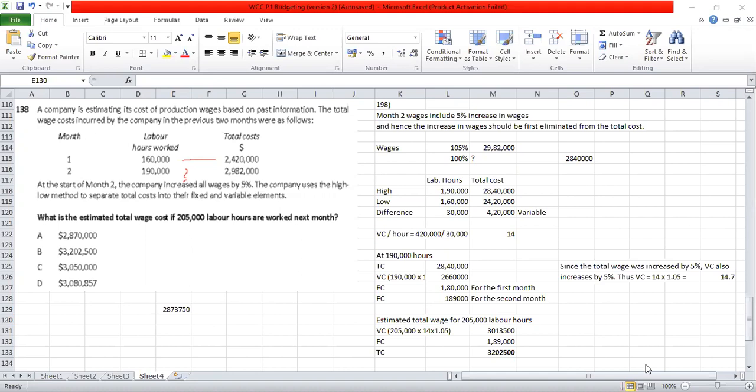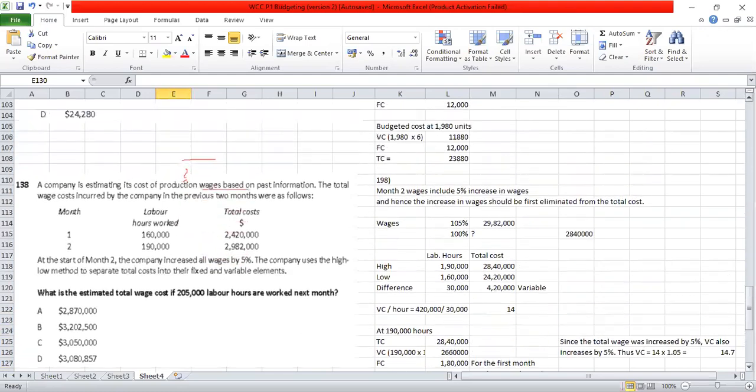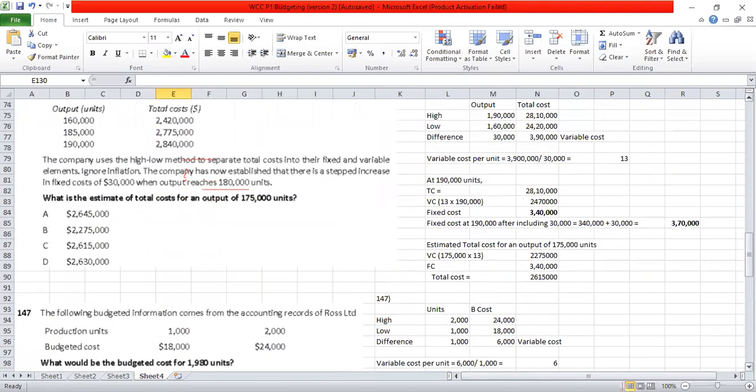Okay, ma'am. If we encounter cases like this sum, do we need to calculate that 5% for both fixed and variable cost, or only for variable cost, ma'am? Both of them we have to do, because this is an overall 5% increase in the total wages. The statement says the company increased all wages by 5%. But we also did one question wherein it was only the fixed cost which increased by 30%. Therefore, we kept the variable cost unaffected.